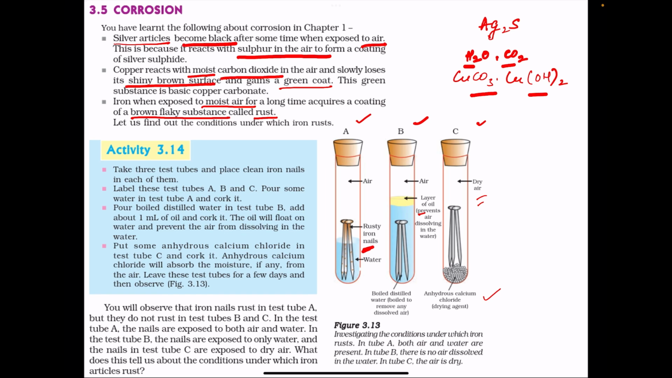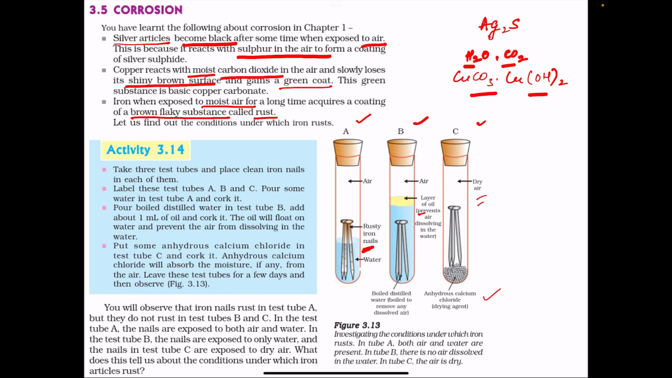Anhydrous calcium chloride is used as the drying agent. It does not contain water and is added to absorb whatever moisture is there in the test tube. So in test tube A, both air and water are available. In test tube B, moisture is available, air is not. In test tube C, air is available but no moisture. So what will be the observation? Iron nails rust in test tube A, while iron nails in test tubes B and C do not rust.